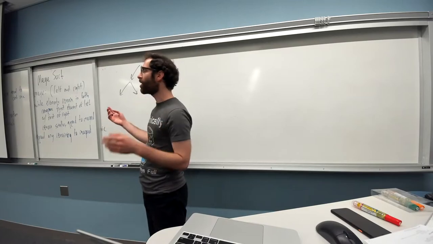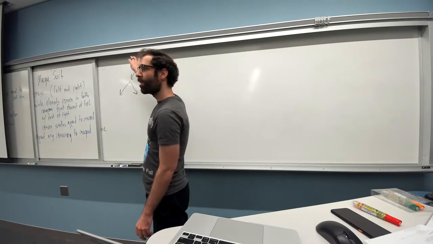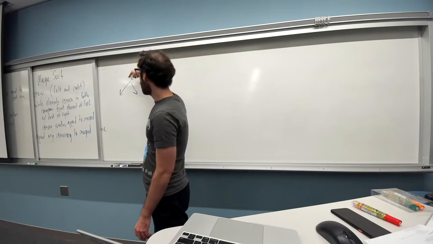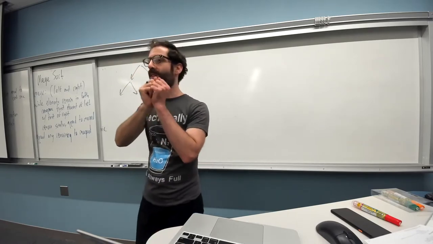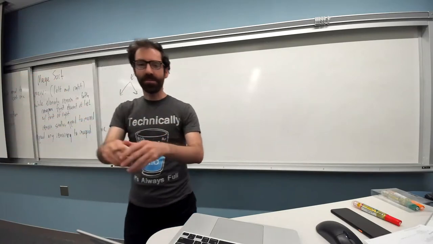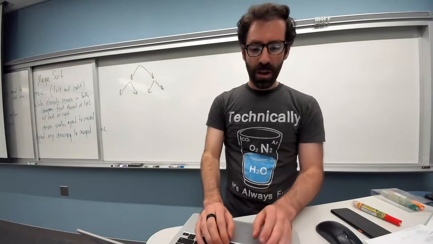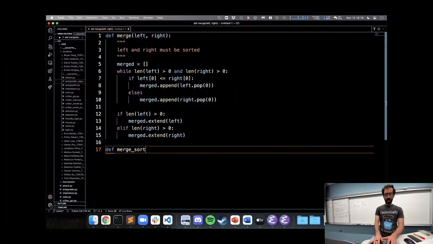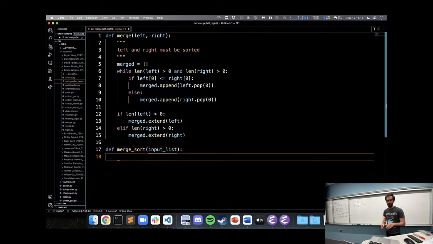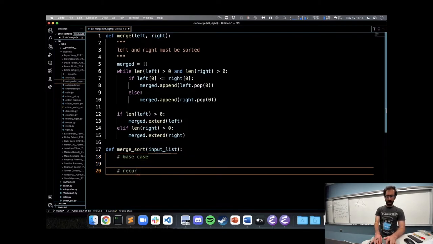Exactly, a recursive function. If we have a function for splitting a list in half and sorting it, well, we can make a call to that same function to split the first half of it in half to sort it. So we'll have our merge sort with the input list, and like with any recursive function, we're going to have a base case and a recursive case.